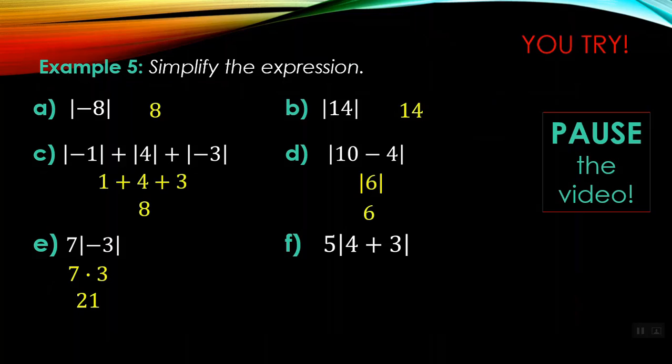Same with F. First thing we want to do is add 4 plus 3 together to get one number inside the absolute value. So we have 5 times 7. Then we're going to take the absolute value of 7, which is 7. So I'm going to write 5 times just plain 7. And then I'm going to do that computation and get 35.